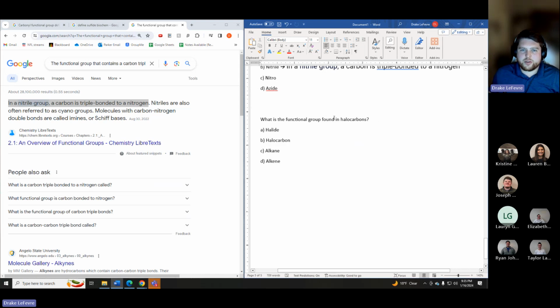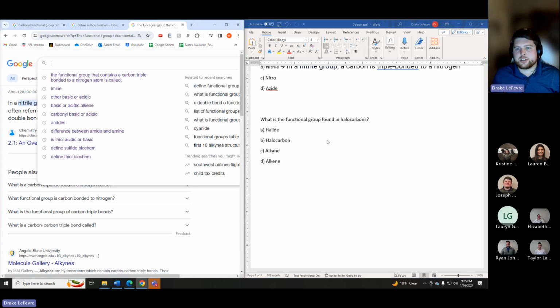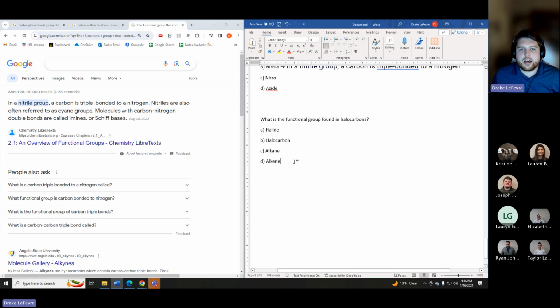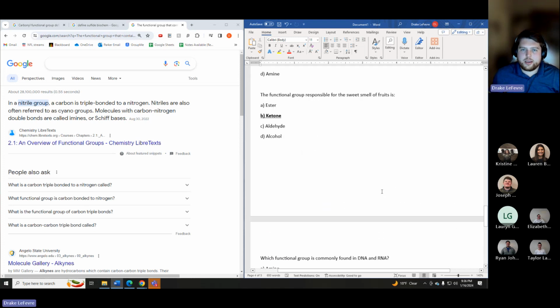A functional group found in halocarbons. Halocarbons are just any structure that has hydrogen and carbons. Most likely we see are like our alkenes, alkynes, that kind of stuff. I think alkene. But again, that one's off the top of my head, not super important.